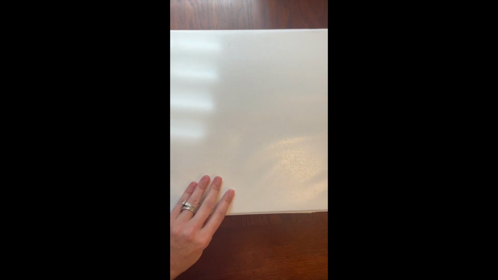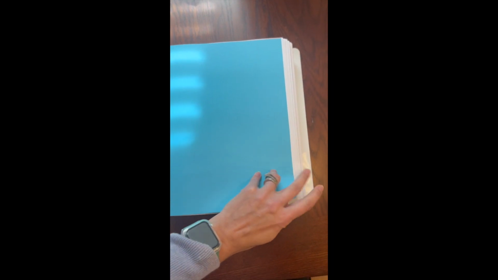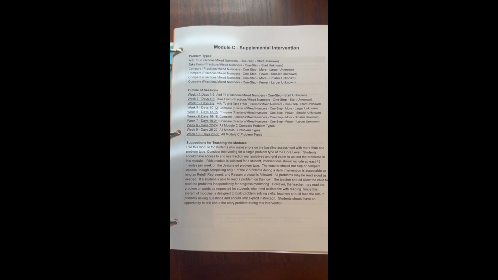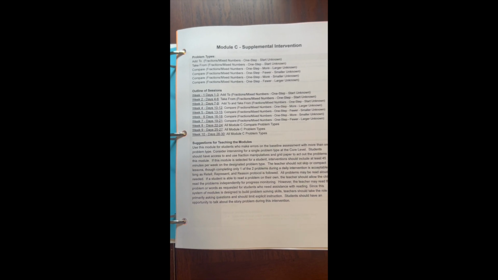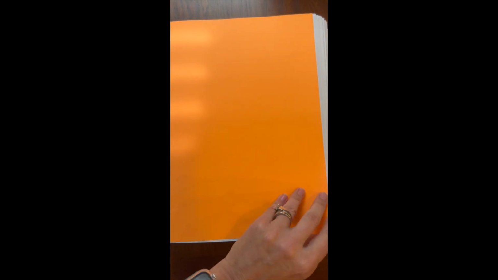Let's talk about what's inside your binder. When you open up, you'll see a blue piece of paper, and right behind that blue piece of paper is our Module C Supplemental Intervention. You'll see the problem types, outline of the sessions, suggestions for teaching the modules, and right behind that is our protocol. And then you will see an orange piece of paper to start Module C.